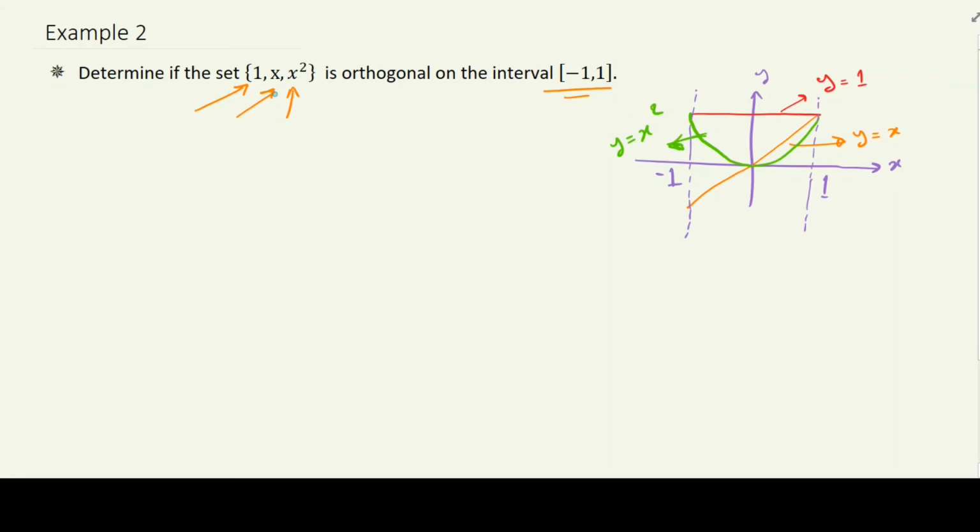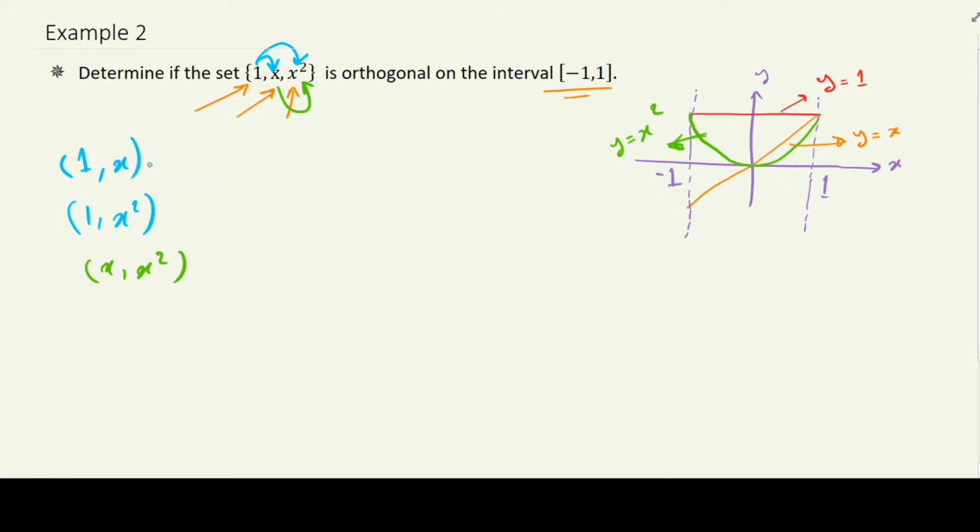So in order to see if this set is orthogonal or not, we need to look at the inner product of any pair of functions that we can imagine in this set. So let's see which pair of functions we have. So we have 1 and x, so we need to investigate the inner product of 1 and x. The other ones are 1 and x squared. Similarly, we have x and x squared. So we have three pairs of functions to investigate.